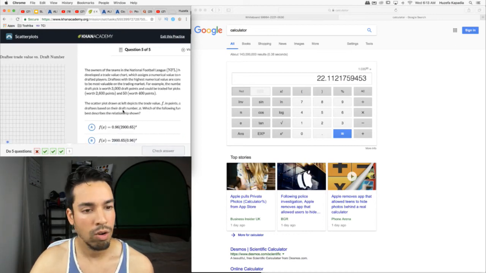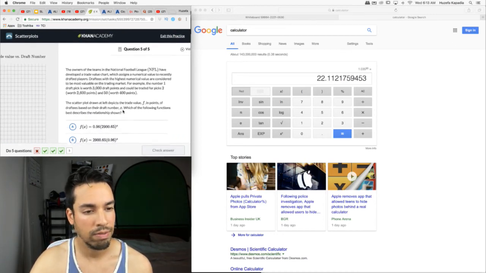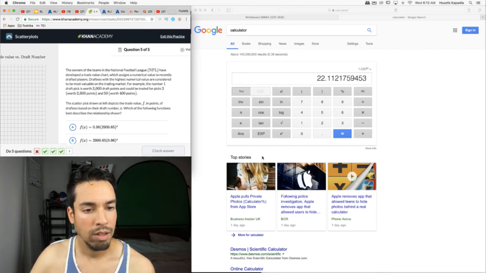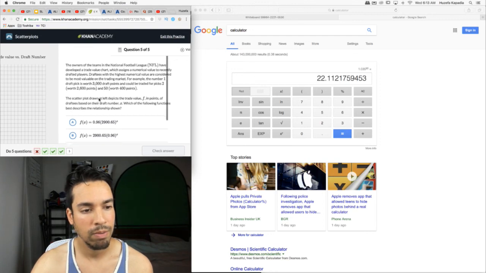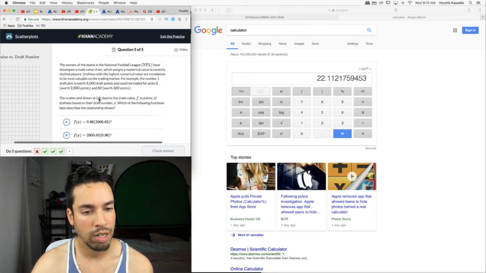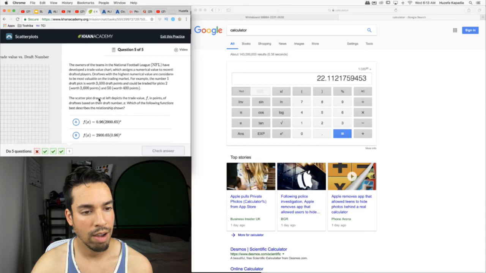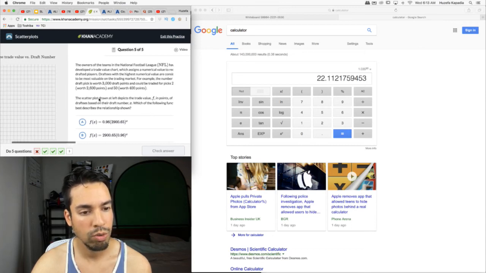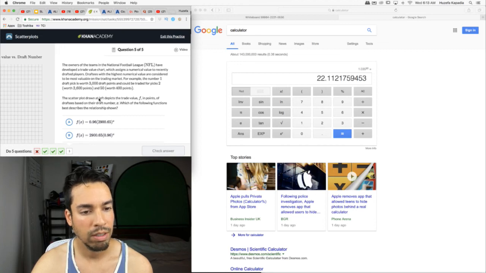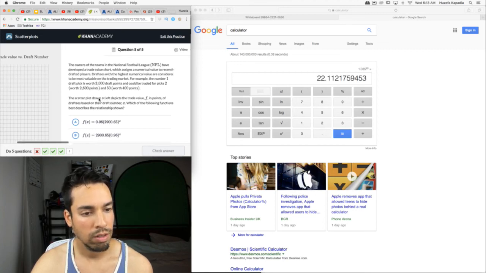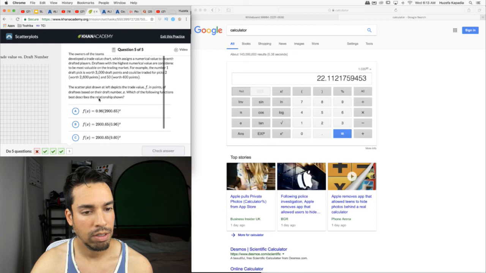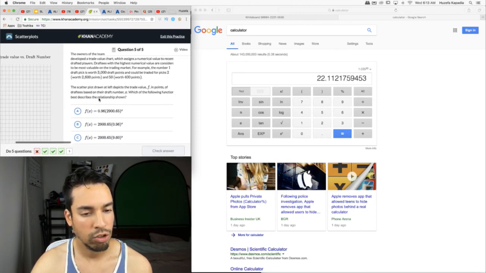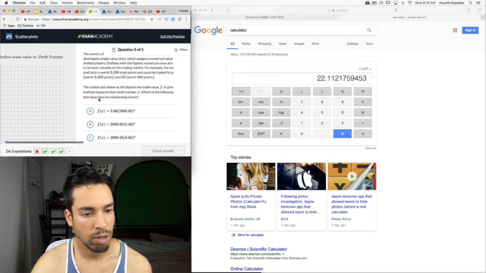Last question. The owners of the teams in the National Football League have developed a trade value chart which assigns a numerical value to recently drafted players. Draftees with the highest numerical value are considered to be the most valuable on the trading market. For example, the number 1 draft pick is worth 3,000 draft points and can be traded for picks 2, worth 2,600, and 50, worth 400 points. The scatter plot to the left depicts the trade value F in points of draftees based on their draft number X. Which of the following functions best describes the relationship shown?